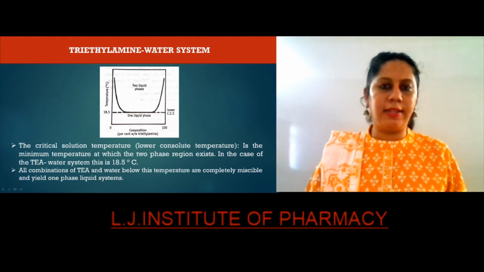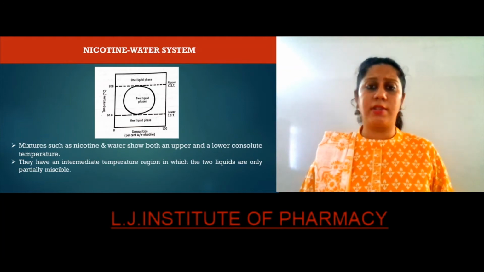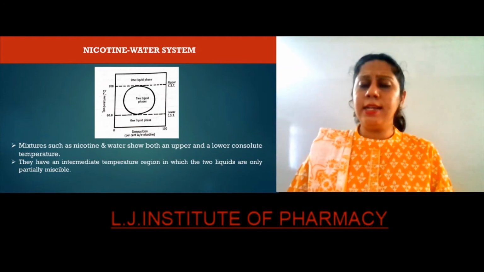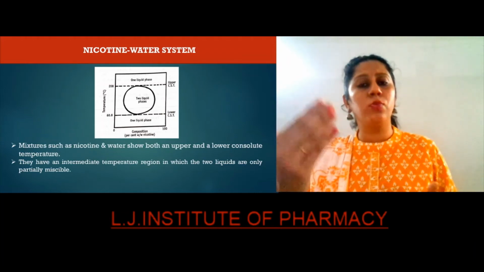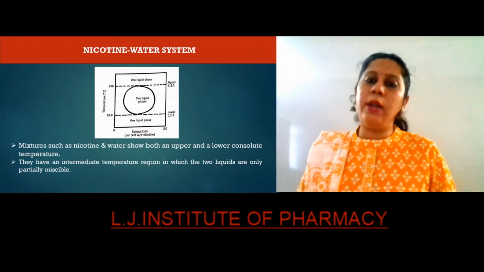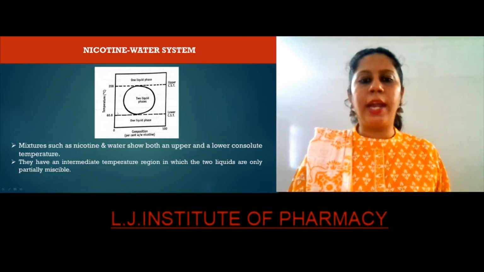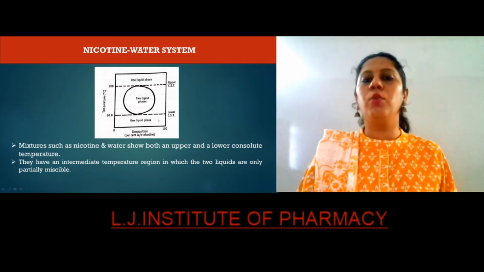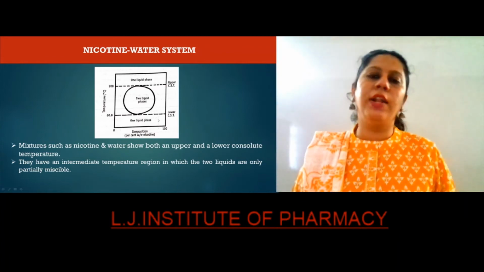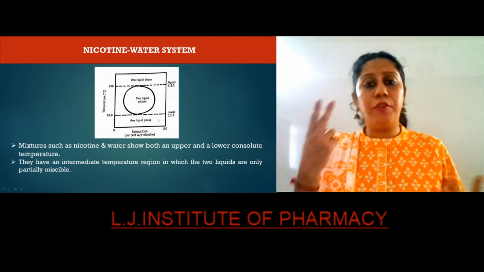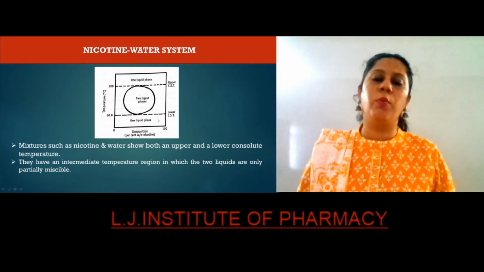The third system is the nicotine water system, which is very interesting. It has both LCT and the UCT, meaning the solubility will increase with increase in temperature and also with decrease in temperature. Between 208 and 60.8 degrees Celsius, two liquid phases exist. But above 208 and below 60.8, you will have one phase system. So we have two temperature ranges where we can work when we want to use the nicotine water system.